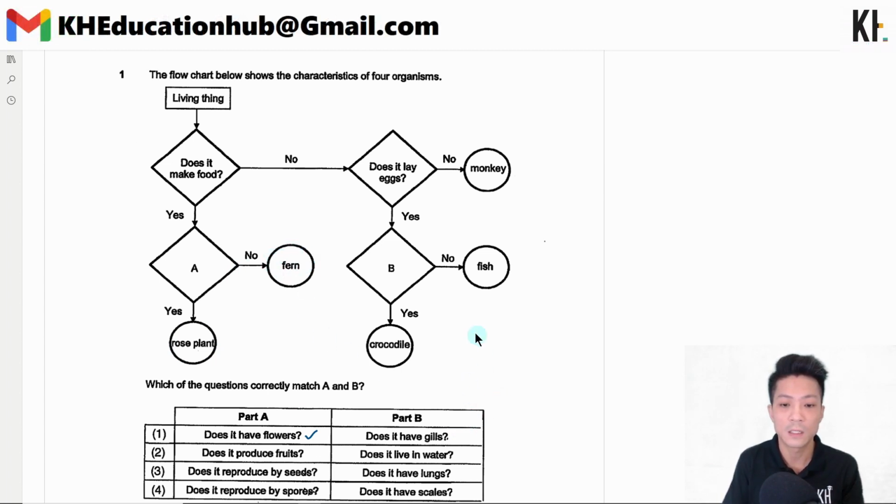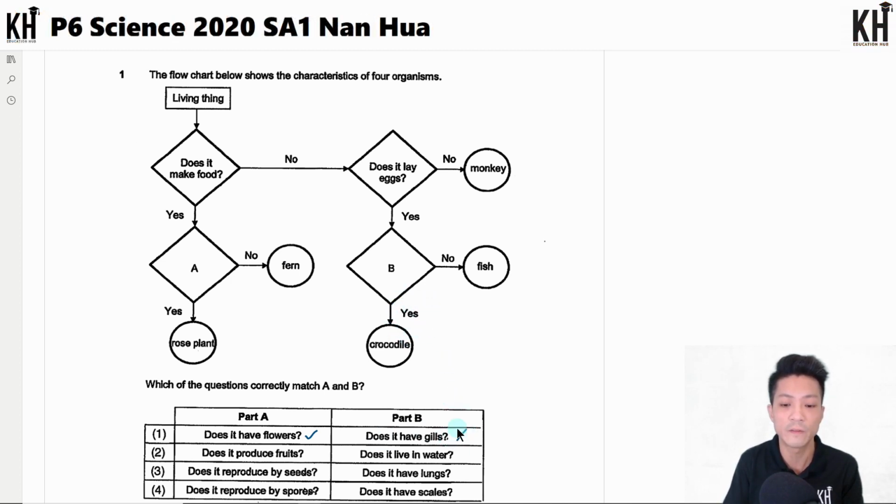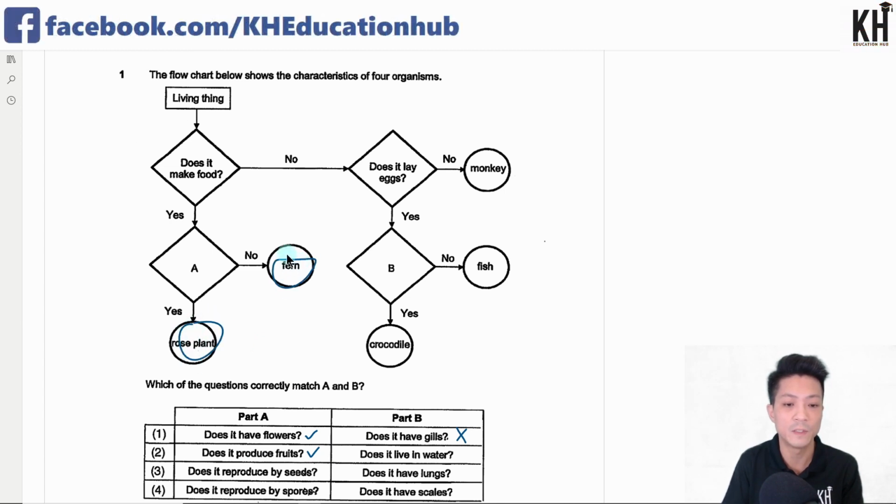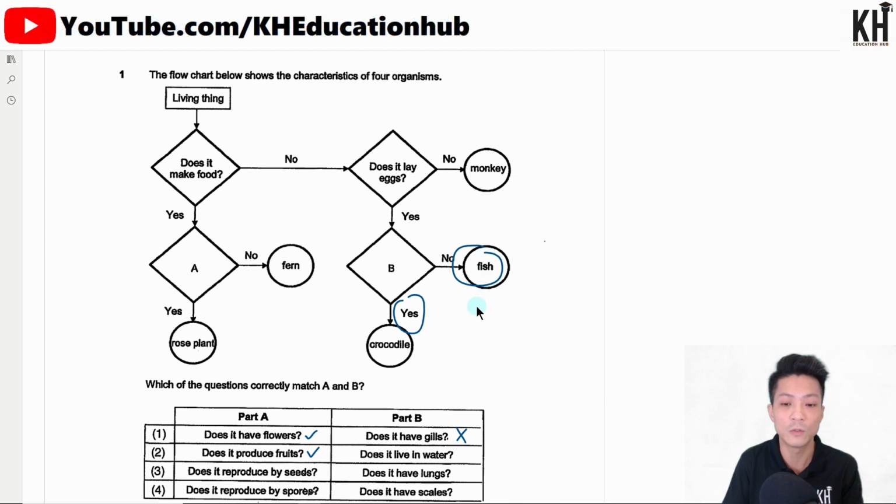Okay, part B. Does it have gills? Crocodile, yes, which means that this is definitely wrong. Does it produce fruits? Maybe. Okay, for rose plant, and fern does not. And for part B, does it live in water? Crocodile, yes. Fish, no. Okay, so this is also wrong.